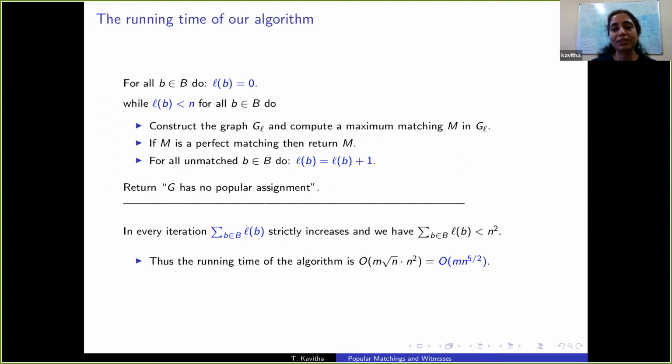In every iteration, the level of some object is increasing, and we know no level can ever become equal to n. So the sum of all the levels is strictly smaller than n square. And so the running time of our algorithm, we keep computing a maximum matching in every iteration. There are at most n square many iterations. So the running time is m into n to the 5/2. And as I said yesterday, this is perhaps a nice open question: can we design a faster algorithm for the popular assignment problem?